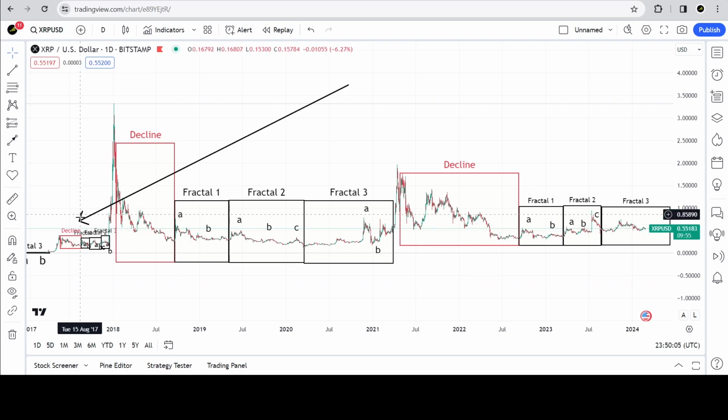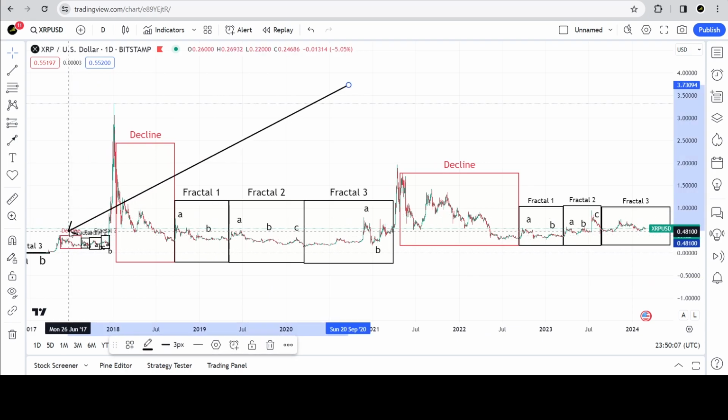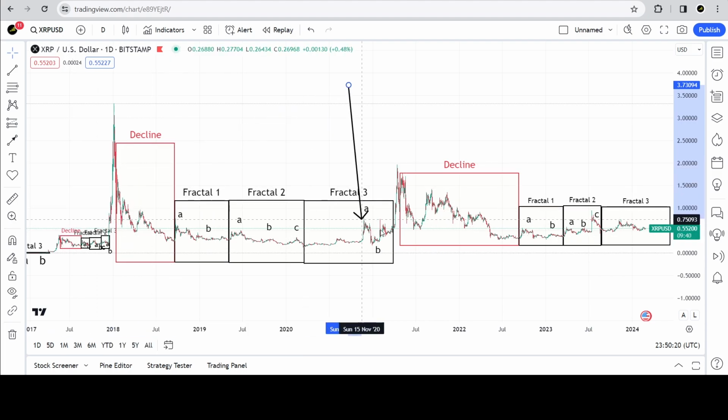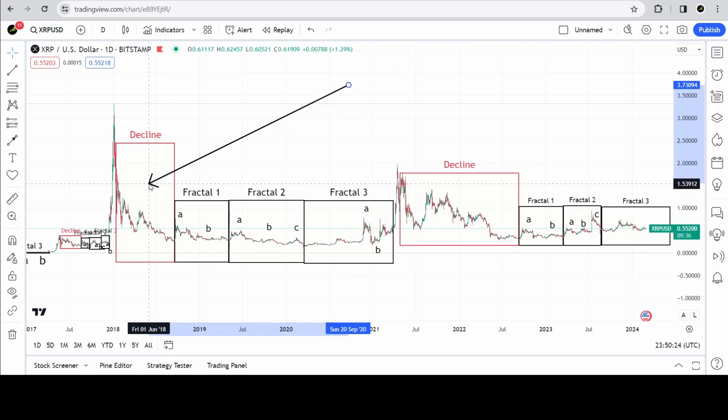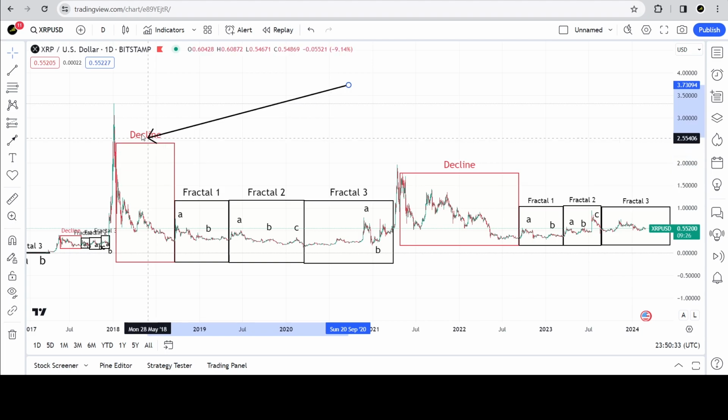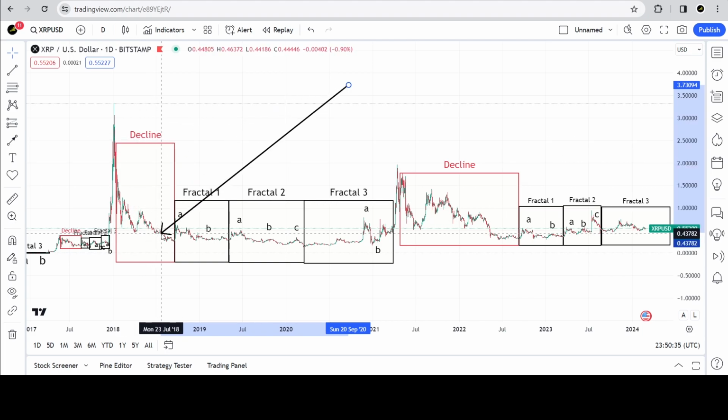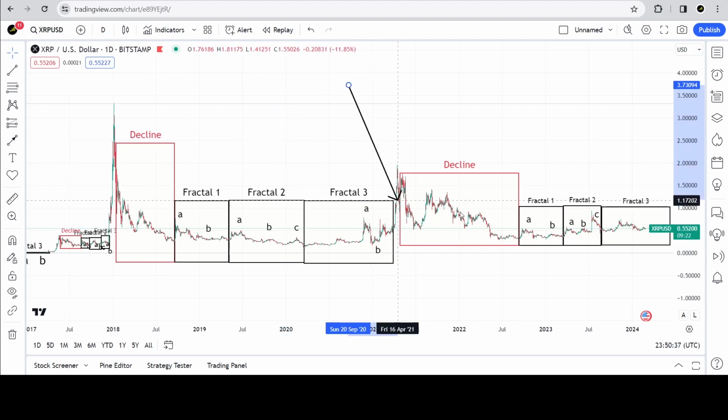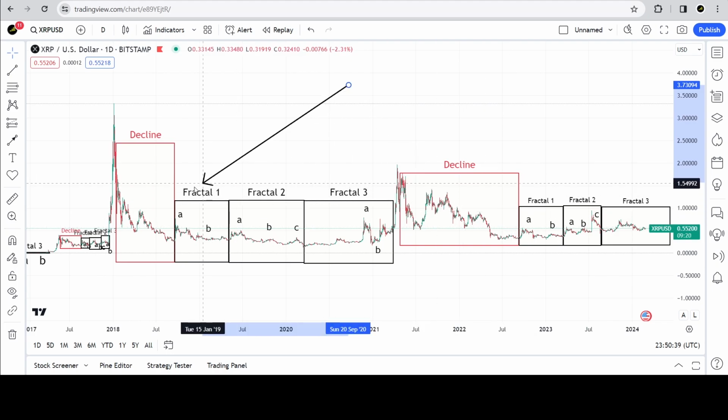Now, these bull runs are different sizes, and that is due to the timing, height, and depth being unique every single time a fractal repeats. So the main idea repeats, the bull run in this case, but the timing, the height, and the depth will always be original every single time a structure repeats. After the bull run comes a decline. We see one here, we see another one here, we see another one here. Once again, all different sizes.